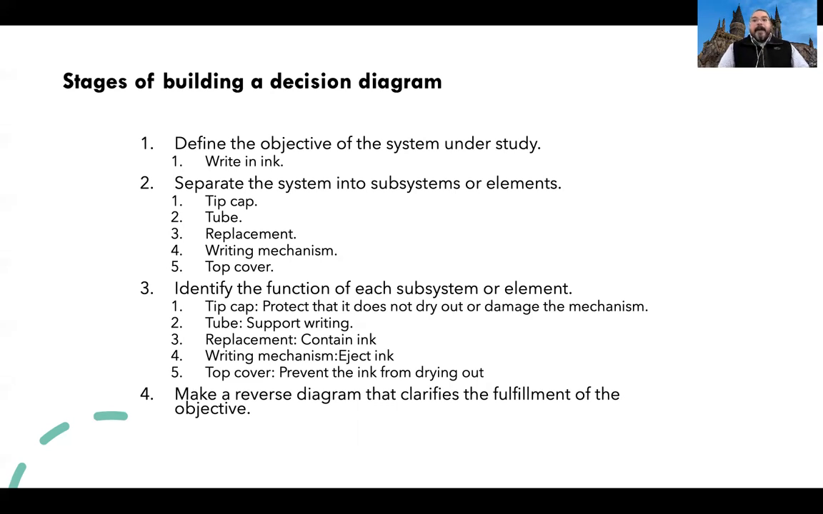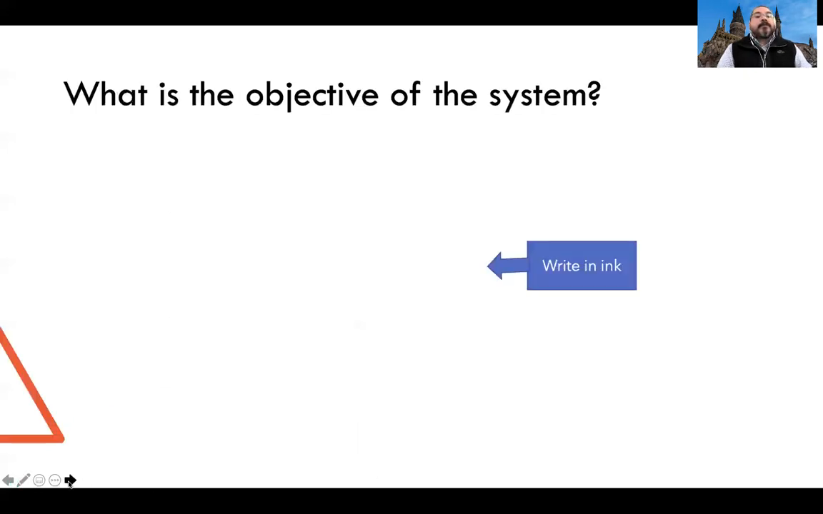The final step, and the most important of this analysis, is to make a reverse diagram that clarifies the fulfillment of the goal or objective. We are going to do it in reverse to make sure that we specify the principal functions that must be accomplished in order for the pen to work and accomplish its goal. So first of all, what is the objective of the system? That is the first step in this reverse diagram.